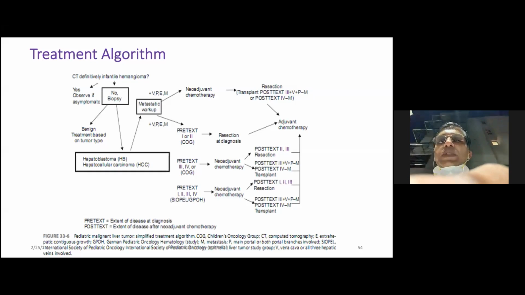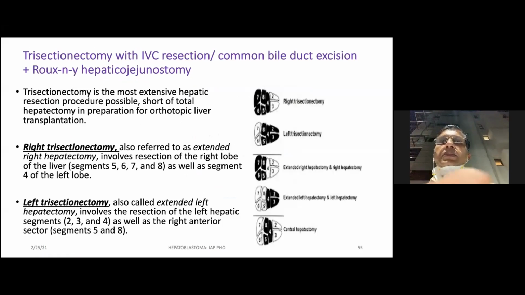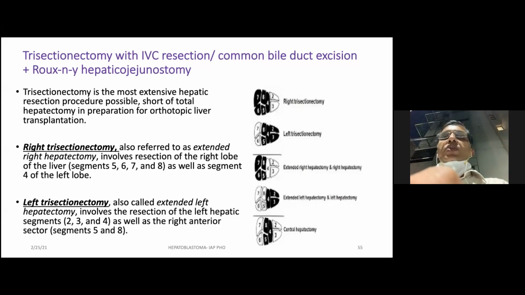Next slide, please. So this patient underwent a trisectionectomy with IVC resection, a common bile duct resection, and Roux-en-Y hepaticojejunostomy. So it's a major resection with trisectionectomy, meaning apart from the corresponding lobe, you are removing an extra lobe.